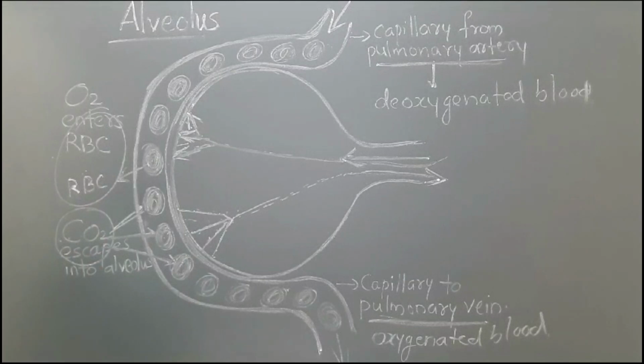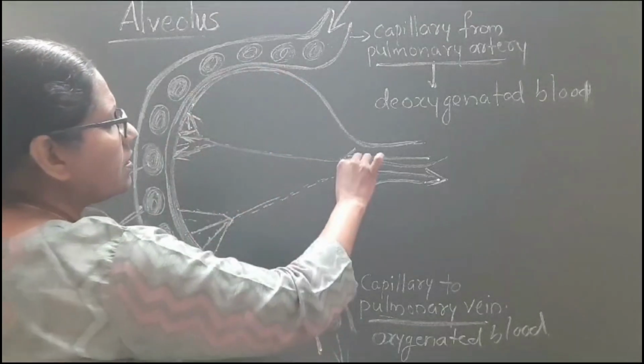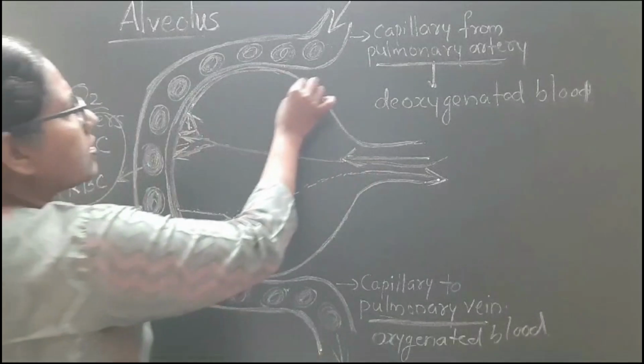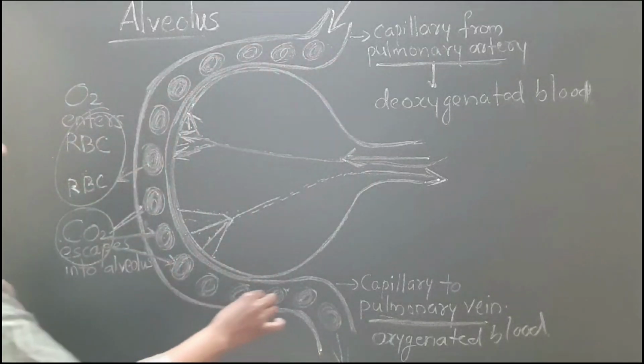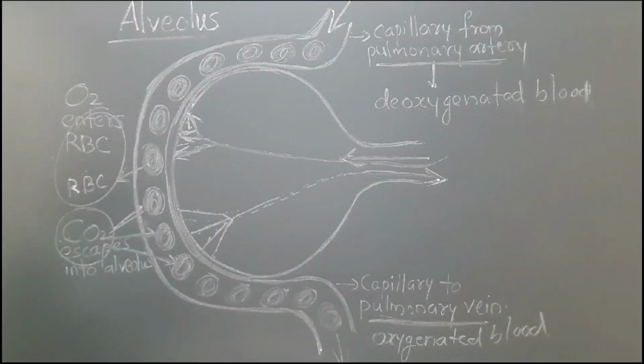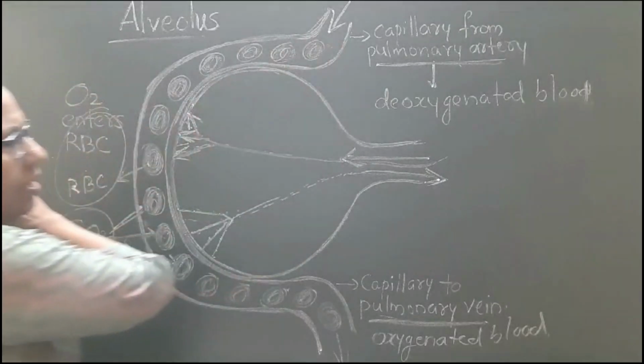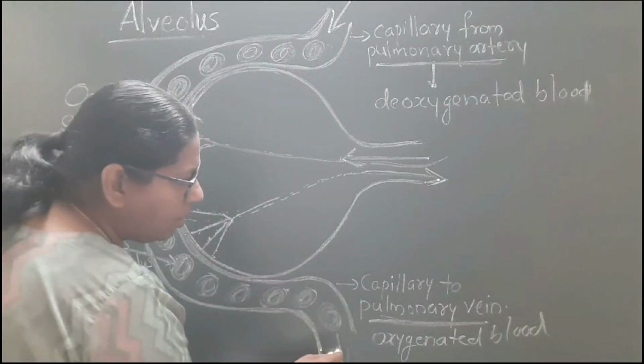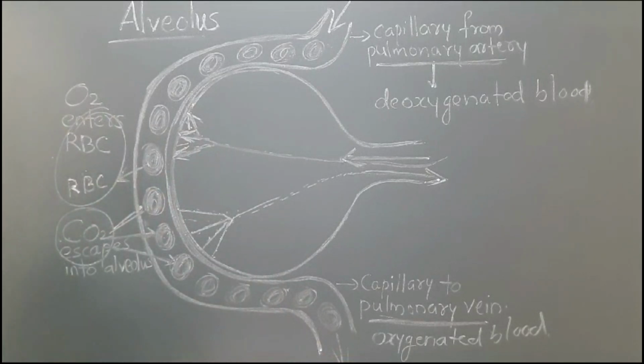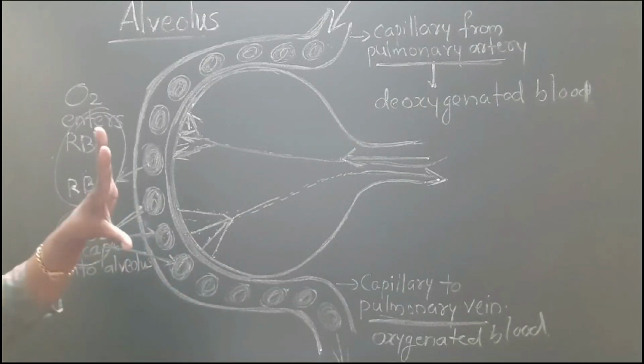Once again, this is the alveolus. The alveoli are covered with a network of capillaries. These capillaries come from the pulmonary artery and go to the pulmonary vein. Arteries carry oxygenated blood except the pulmonary artery. Veins carry deoxygenated blood except the pulmonary vein. This we learned in the circulatory system.